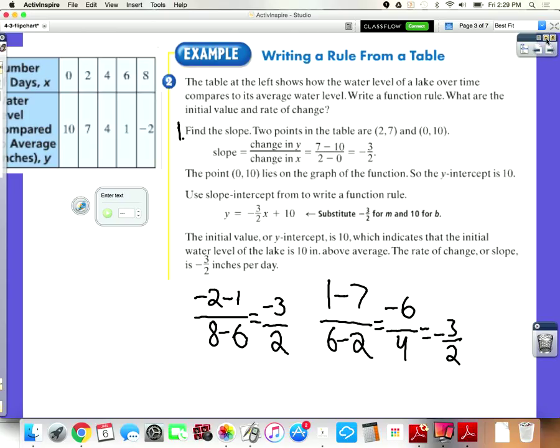So that's step 1, getting the slope. Step 2 is finding the y-intercept. This one is easy because it has a 0 for the x. Some of them there won't be one and there'll be other math to do, but in this case, since there's a 0 on the table, what is the y when x is 0? Sienna?